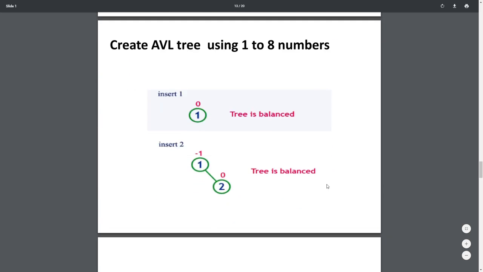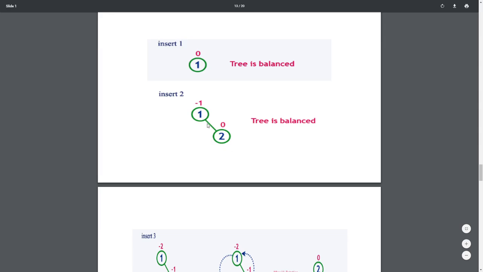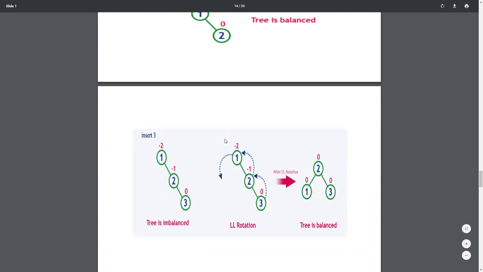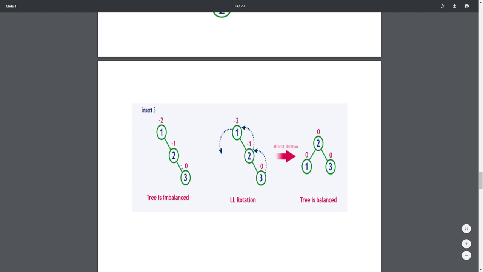Okay. Now one example, create an AVL tree using the numbers 1 to 8. So first insert 1, balance factor of 1 is 0. Now insert 2. 2 is greater than 1, so insert at the right side. Balance factor of 1 is minus 1 and of 2 is 0. Now insert 3. 3 is greater than 2, so it is inserted at the right side of 2. Now the balance factor of 1 is minus 2. That means the tree is unbalanced, so we have to apply rotation.